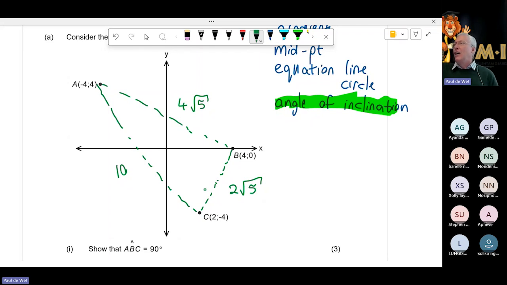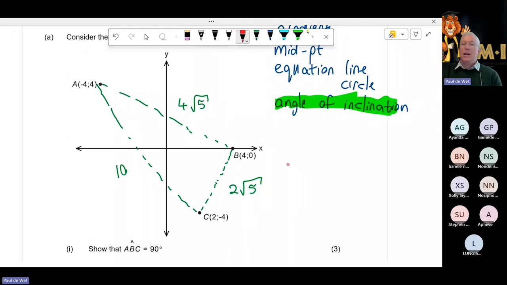Sorry, I'm just coming to you. How else could we use the lengths? So having got this, this, and this, what could we do? We can calculate the gradient of A. Okay, sorry, yes. Okay, so that's a different method.